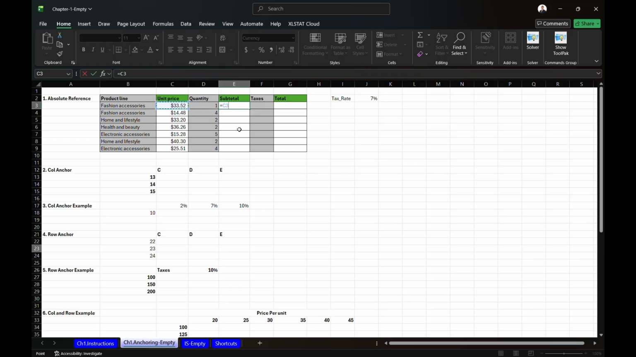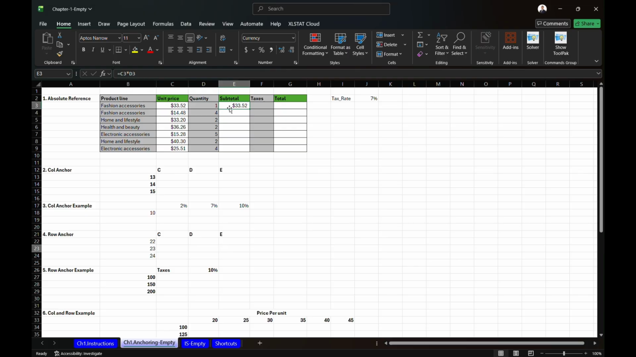And then we type an asterisk for multiplication. And then we choose D3 and then hit enter on our keyboard. And if we click back into the cell, we'll see in our formula bar here the function or formula rather that we just typed in.